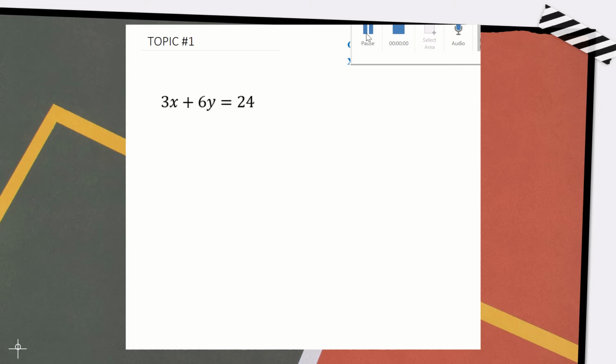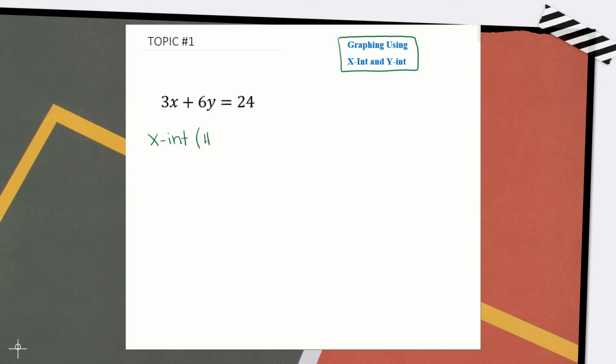This video will help you find the x- and y-intercepts and then graph this linear equation. We're going to break this process into two different parts, one where we find the x-intercept and another where we find the y-intercept.